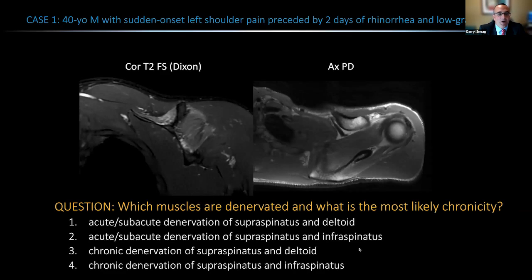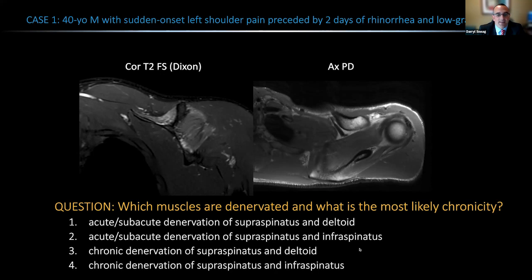Okay, so here's case one. This is a 40-year-old man with sudden onset left shoulder pain preceded by 2 days of rhinorrhea and low-grade fever. And the question is, which muscles are denervated and what is the most likely chronicity?